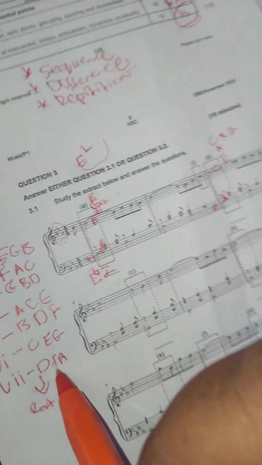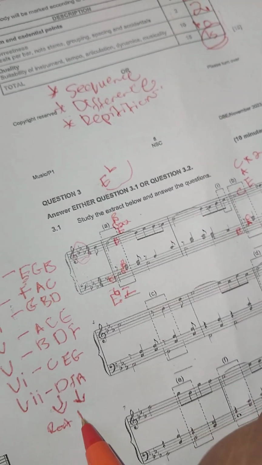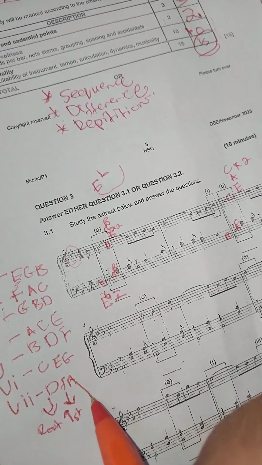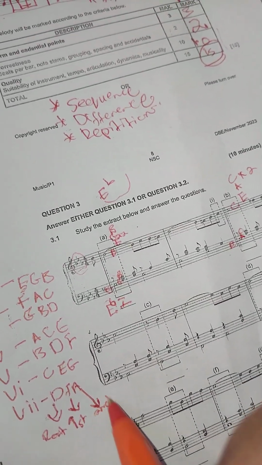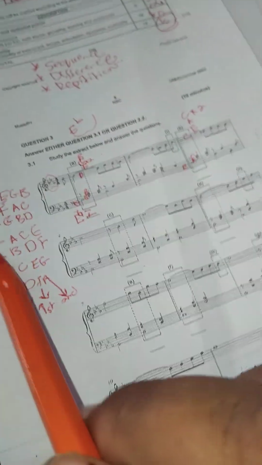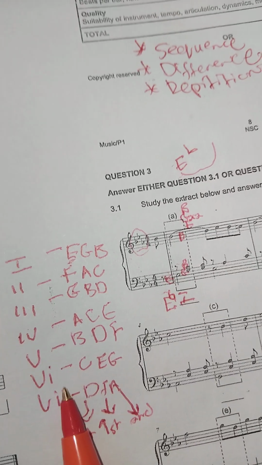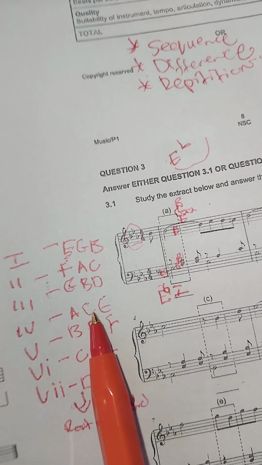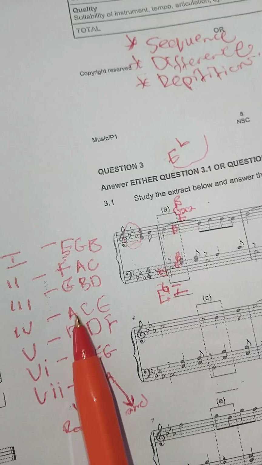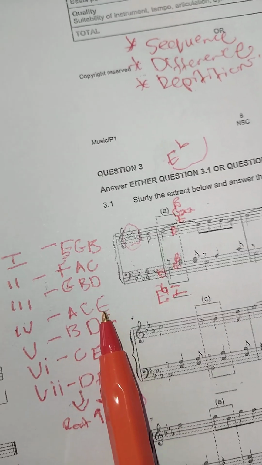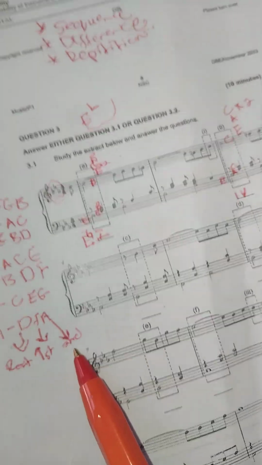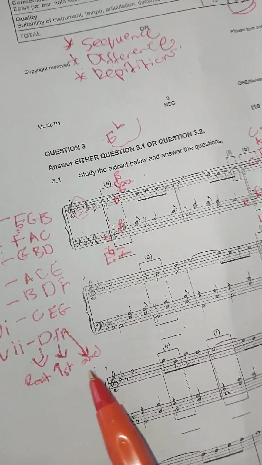When it's one of these, it's in first inversion. When it's one of these, it's in second inversion. So you say, okay, I found the chord. The chord is 1 and 4. Now the 4, which is this one, A C E. The bass here is not an A, but an E.